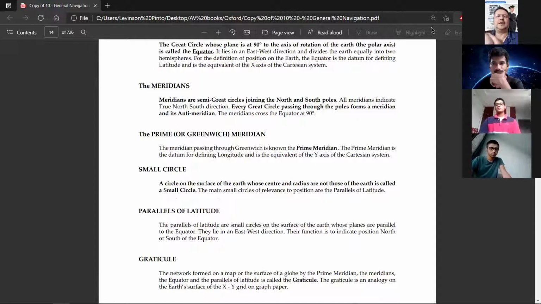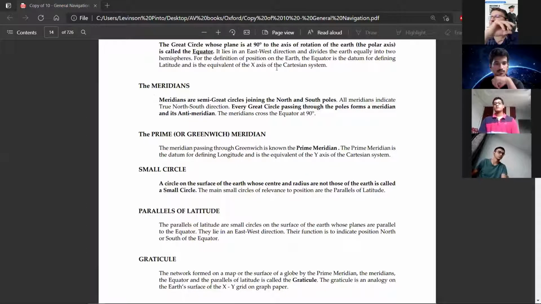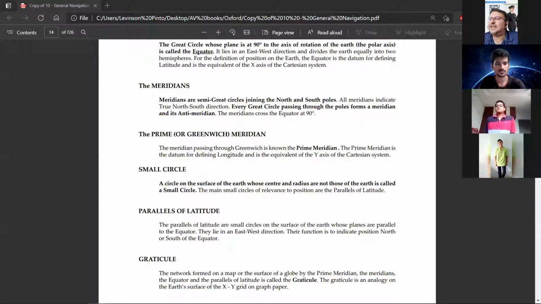So yes, thank you for sharing in the display, because parallels of latitude are circles on the surface of the Earth whose planes are parallel to the equator. They lie in an east to west direction. Their function is to indicate a position north or south of the equator. So whatever you are talking about meridians, meridians are opposite. Meridians are coming from pole to pole. So the equator and parallels are running from east to west.